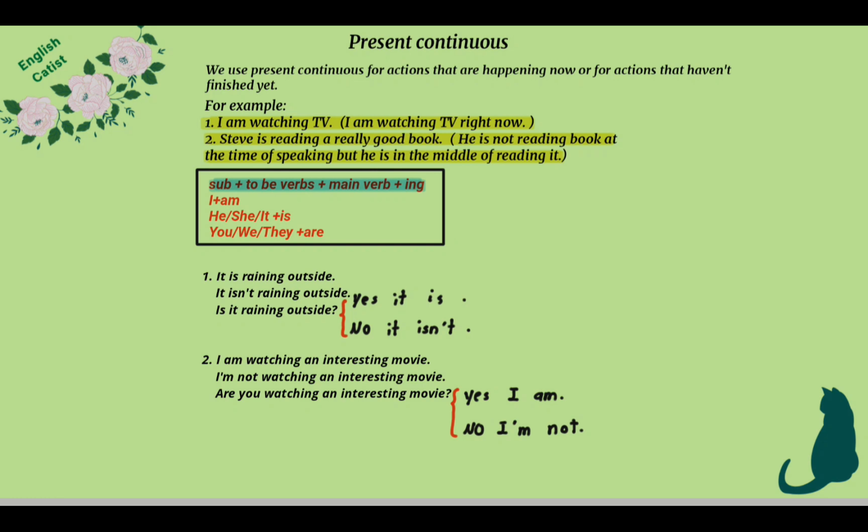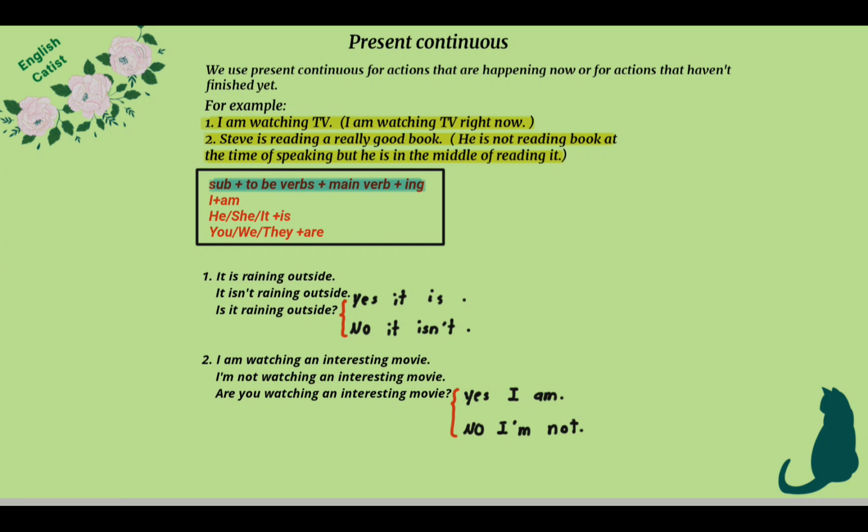Okay? Now I write two examples and I want to show you how we can make this sentence negative and how we can ask questions with this tense. Okay, the first one. It is raining outside. It means at the time of speaking, it is raining outside.